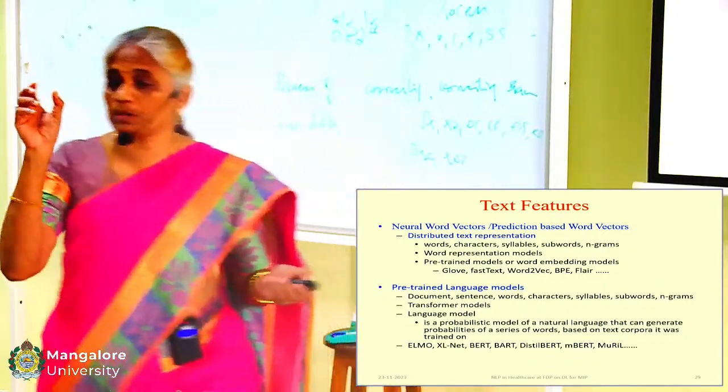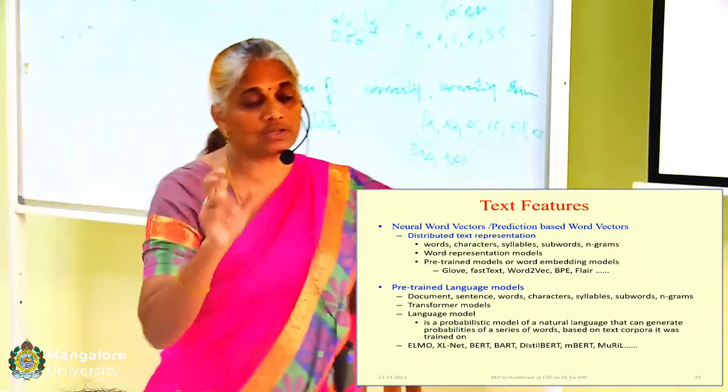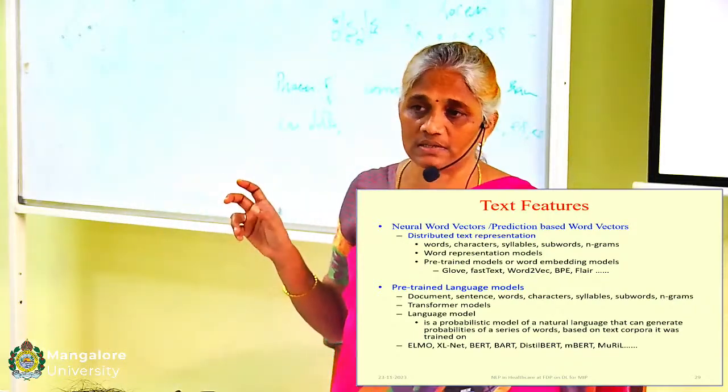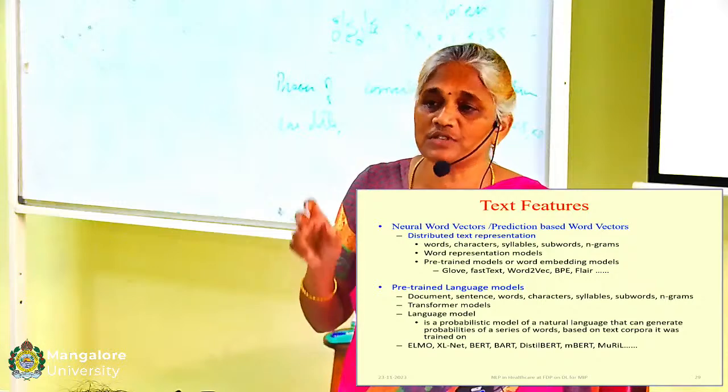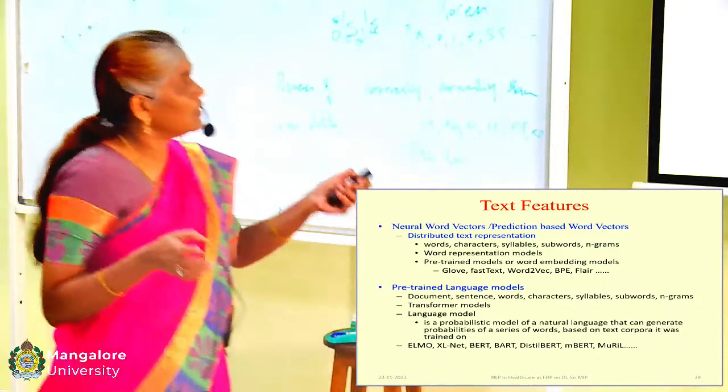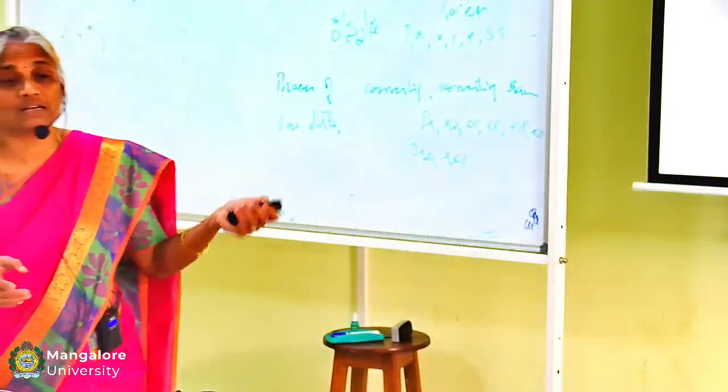So by having the representation for words, you can create a representation for a sentence. By having the representation for the sentences, you can create a representation for a document, right? Then we have pre-trained language models.